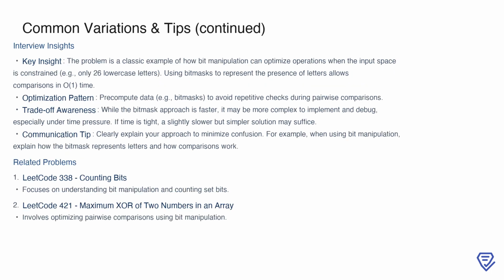Now, let's explore some insights that can help you succeed in interviews when solving this problem. A key insight is recognizing that this problem is a classic example of how bit manipulation can optimize operations when the input space is constrained, such as when dealing with only 26 lowercase letters. By representing the presence of letters in a word using bit masks, you can reduce comparisons to O(1) time. Another useful optimization pattern is pre-computing data, like the bit masks, to avoid repetitive checks during pairwise comparisons.